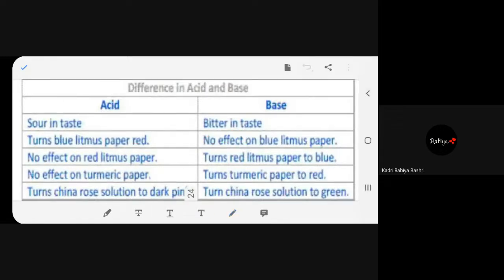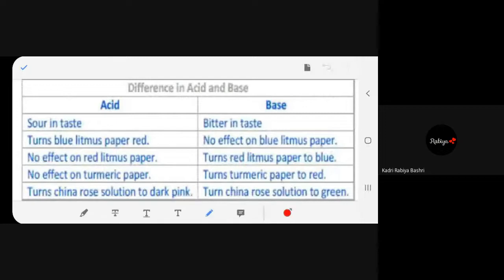Second, if I take red litmus paper and dip it in acid, there is no effect. But if I put red litmus in basic solution, yes, the red will turn to blue. Is this clear? Hello? Yes, ma'am. Is this clear? Understood now? Fine.